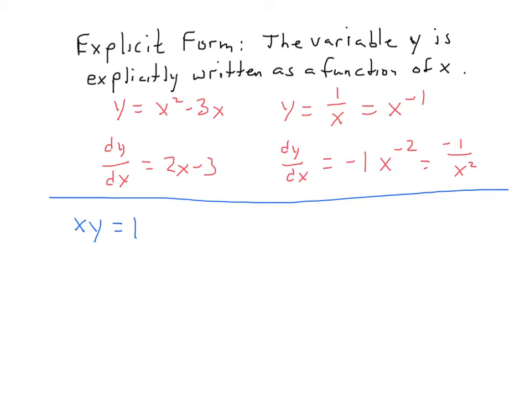But if I had something like 2x plus y cubed minus y equals 4, that one is not written as y equals, and we would not be able to modify it so that it is written as y equals. So in this second example, we would need implicit differentiation in order to find that derivative.